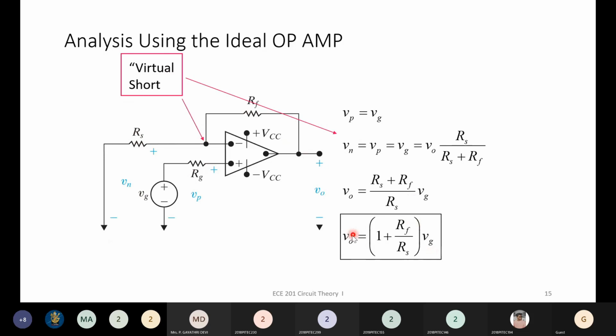So output is equal to gain times the input Vg. It means the gain of a non-inverting amplifier is 1 plus Rf by Rs. Understood? Previous one, what we said? The gain of an inverting amplifier is minus R2 by R1, that is minus the feedback resistance divided by the input resistance. That was the gain of the inverting amplifier. Gain of the non-inverting amplifier is 1 plus Rf by Rs into Vg.